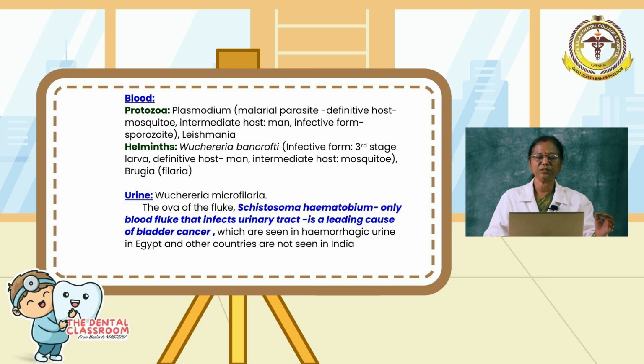And another important note I would like to give here is, it is a leading cause of bladder cancer. So this can also be an important MCQ question, and this can be seen in the hemorrhagic urine, where the urine contains the RBCs. This is more commonly observed in Egypt and other countries, but not seen in India. It is not seen in India.